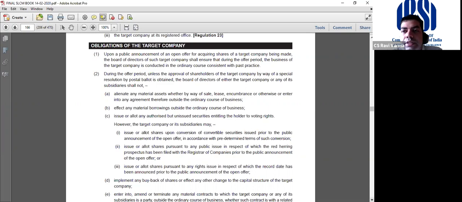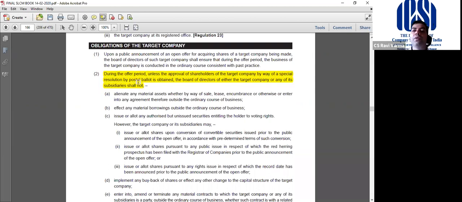Generally, after saying this, if I am acquiring your shares, what happens is that people start alienating the property. People start selling and borrowing because they know the company is going out of their hands. So they will sell out the assets, take some borrowing, increase the borrowings, make payments to anybody, and may allot some shares to their internal people. All these things should not happen during the open period without the approval of the shareholders.